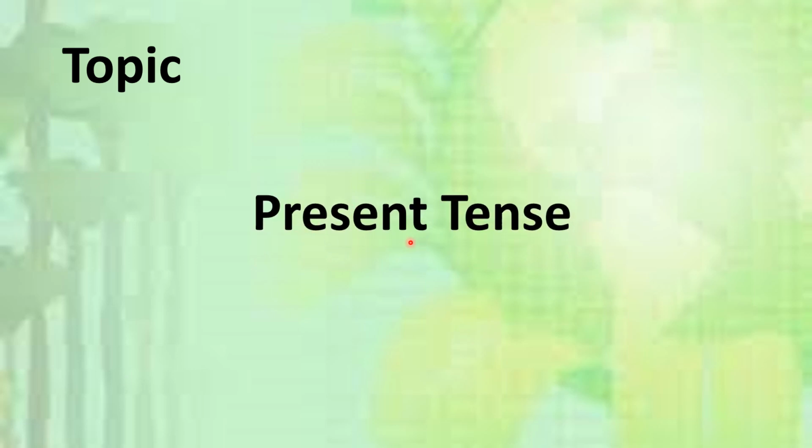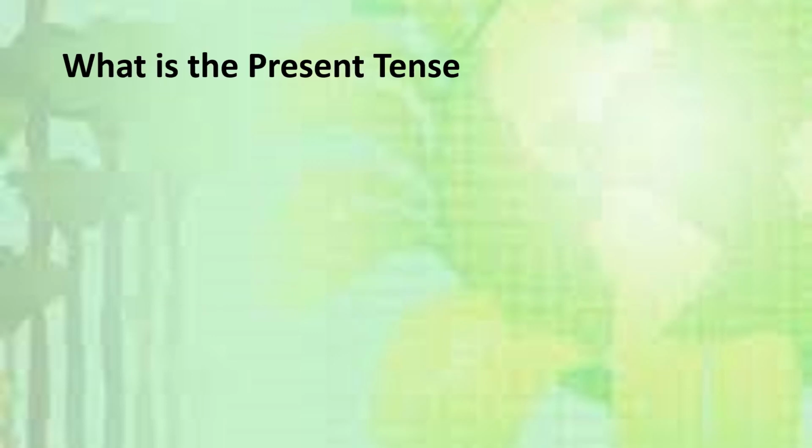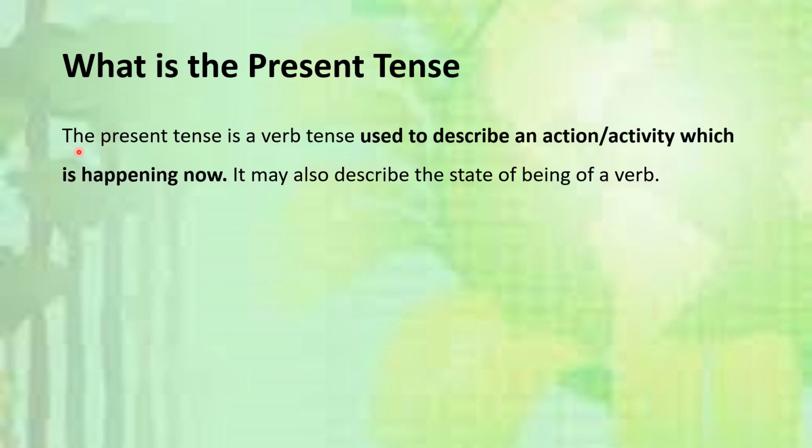This is our today's topic, present tense and the four main aspects of present tense. What is the present tense? The present tense is a verb tense which is used to describe an action or activity which is happening now. It may also describe the state of being of a verb.